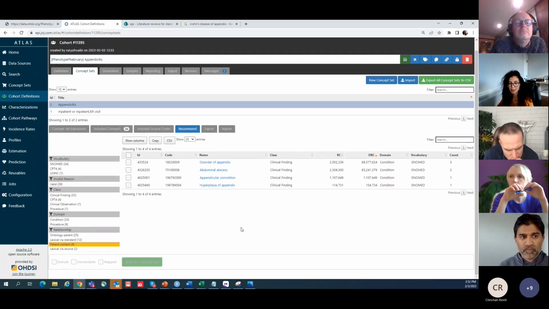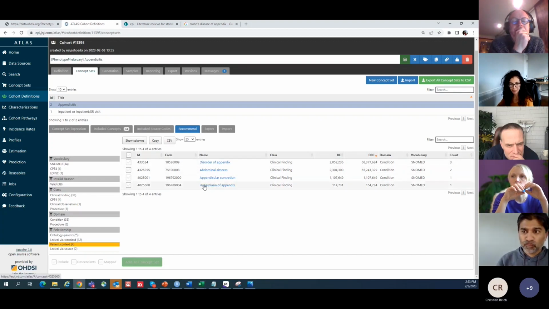What that says is that people who have this code in the data have a similar distribution of covariates to the people who have the codes given to the machine here. Like, people who have appendicitis, based on the code list I give, have a similar distribution of covariates to people who have disorder of appendix, abdominal abscess, appendicular concretion, and so forth.